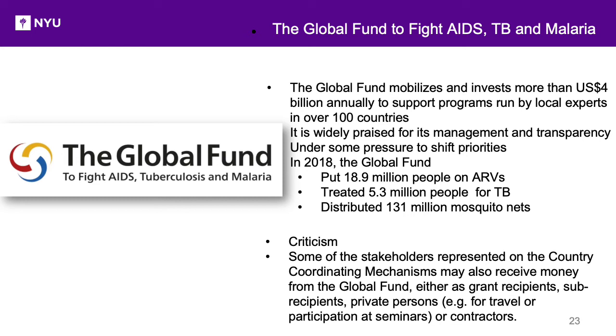Because again, it fights AIDS, TB, and malaria, three infectious diseases. Some of the criticisms of the Global Fund include that some of the stakeholders represented on the country's coordinating mechanism may also receive money from the Global Fund, either as grant recipients, sub-recipients, or private persons, for example, for travel or participation at seminars or contracts. So this basically presents a conflict of interest. But overall, in terms of the Global Fund, many feel that it has done a significant amount of work protecting people from HIV, TB, and malaria.